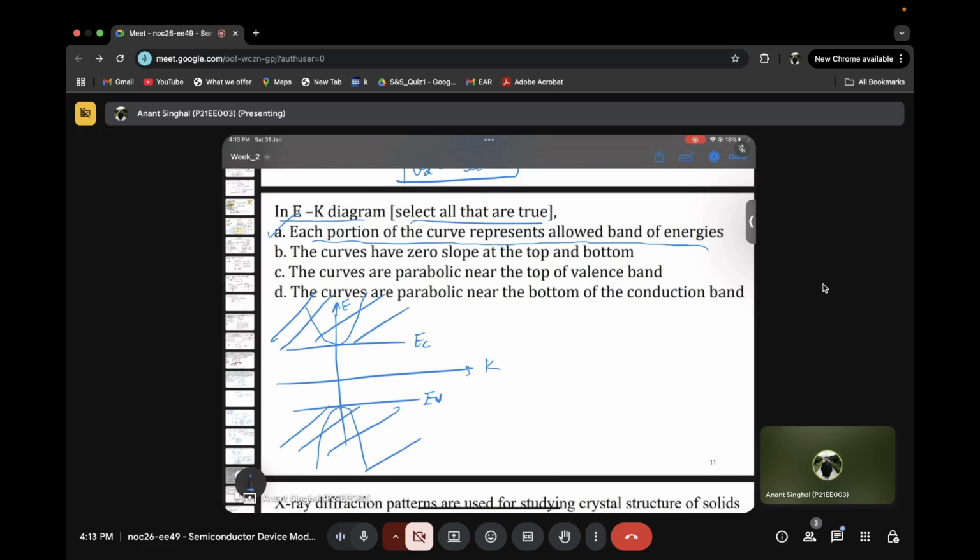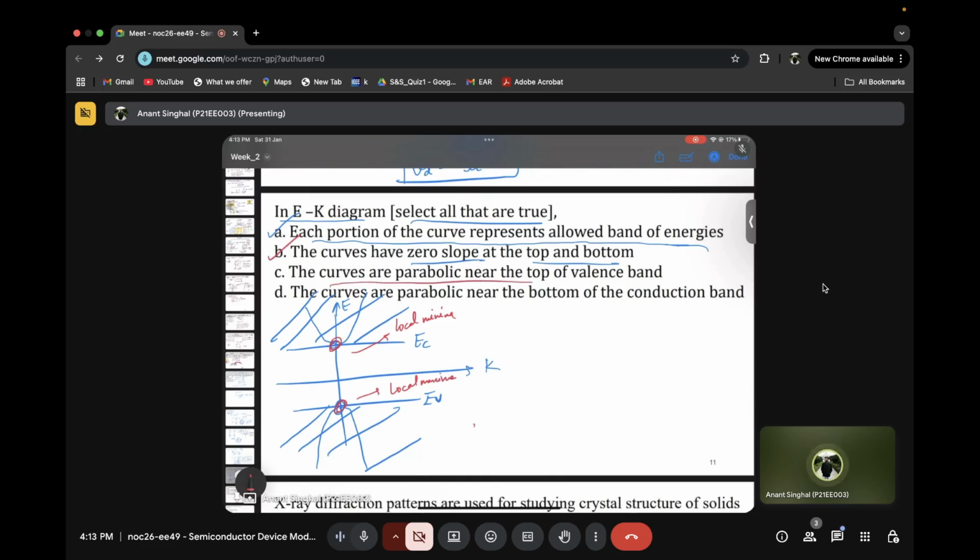Then the second option says the curves have zero slope at the top and bottom. So you see here and here. Can we say it is zero slope? At these points, can you say it is zero slope? Yeah. Why? Because we have a local minimum, right? The differentiation needs to be zero. Otherwise, the transition won't happen. This is a local maxima. So this is also correct.